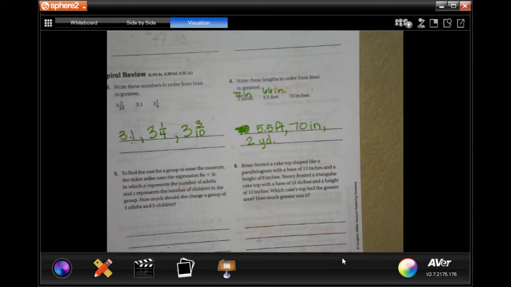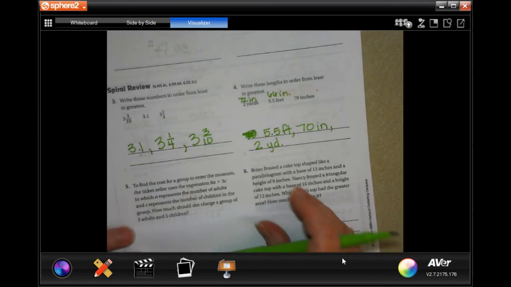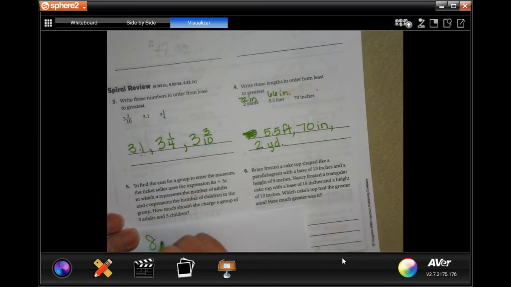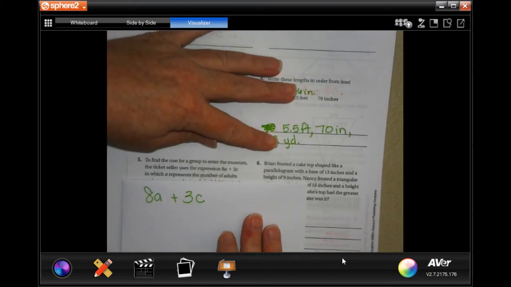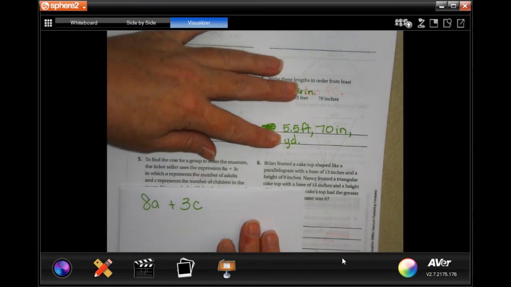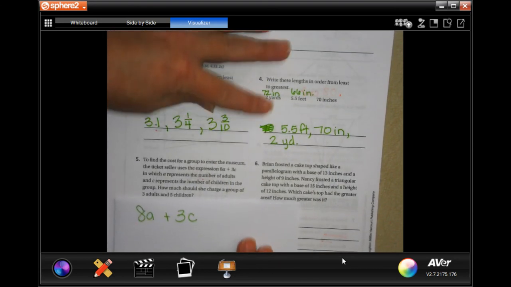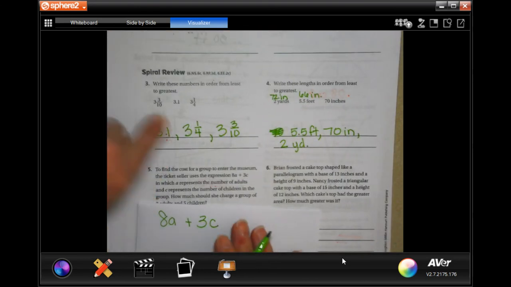All right. We are going to find the cost for a group to enter a museum. The formula to do that is going to be 8A plus 3C. A represents the number of adults, C represents the number of children.